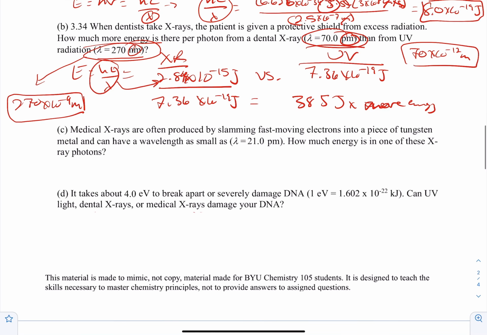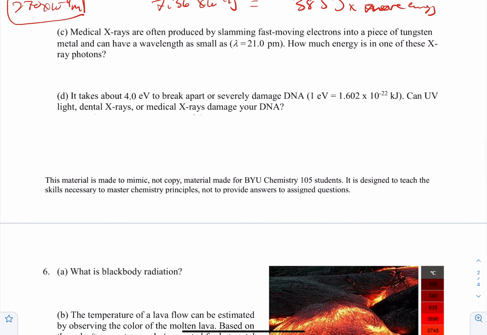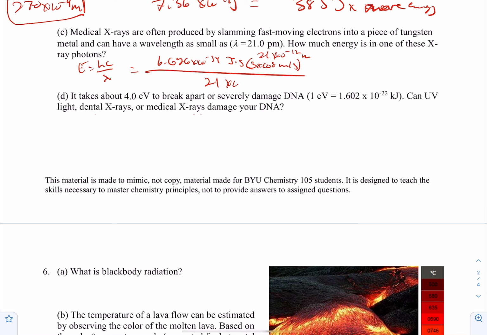All right, letter C. Medical x-rays are often produced by slamming fast-moving electrons into a piece of tungsten metal and can have a wavelength as small as 21 picometers, which is 21 times 10 to the negative 12 meters. How much energy is in one of these X-ray photons? Same thing, E is equal to hc over lambda. I'm going to say 6.626 times 10 to the negative 34 joule seconds, times 3 times 10 to the 8th meters per second, that's light, divided by 21 times 10 to the negative 12th meters. Meters cancel, seconds cancel. I end up getting 9.47 times 10 to the negative 15 joules.